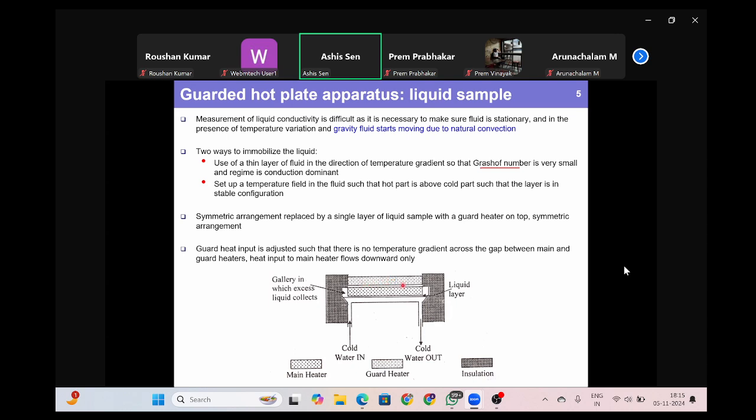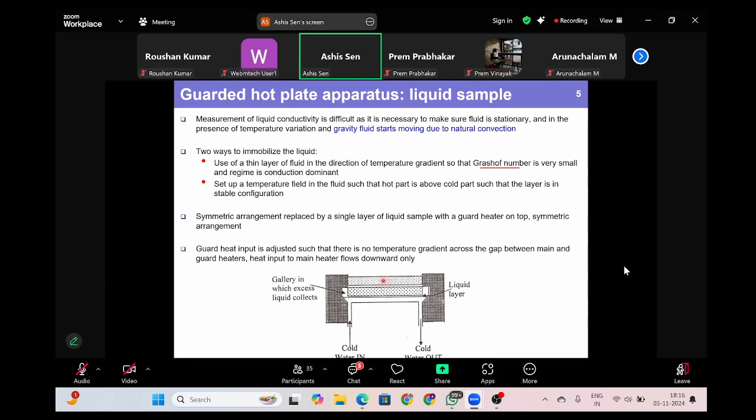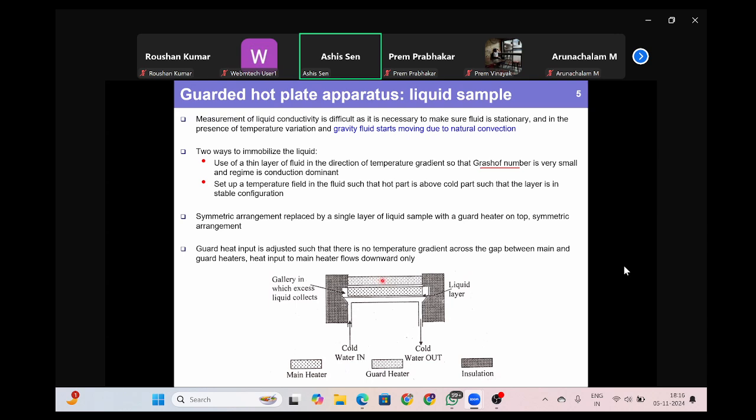Okay, and there is a gap between the two, like the previous case, right? There is a 2 millimeter gap between the two. So here there is a similar gap. Now, the purpose of the guard heater is that its temperature is the same as that of the main heater. That means the heat flow from the main heater is prevented from going in the upward direction, because there is no temperature gradient, there won't be any heat flow. Okay, so that means the heat is only allowed to flow downward through this liquid element.